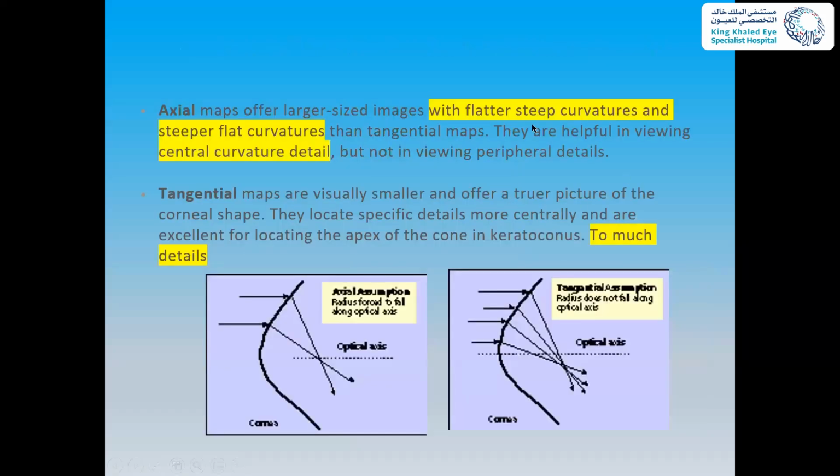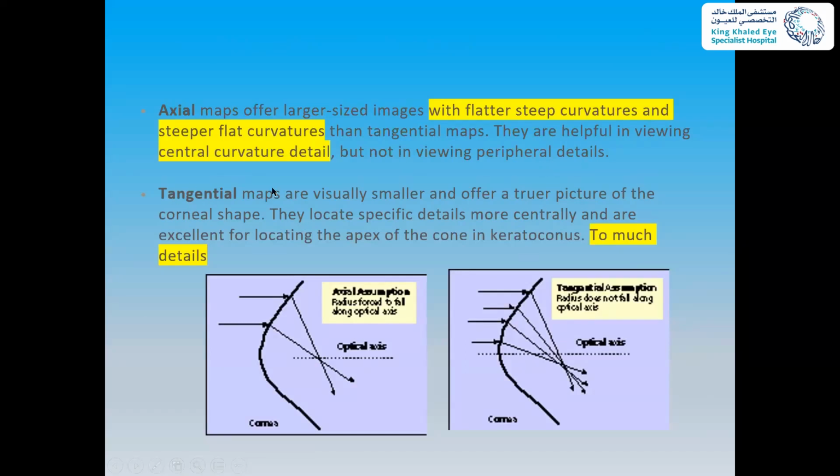In general, the axial maps try to normalize things. So the steep curvatures will become flat, and the flat curvatures become a bit steep. It takes it more towards a sort of normality, so it helps in viewing, and you will see in the next slide. Most of the detail you get is from the center, because as you go to the periphery, this becomes less accurate. So it's not good for the peripheral details.